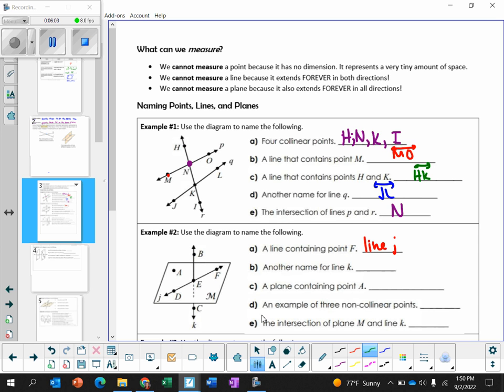Another name for line K. So K is listed down here, so it's the up and down line. They show this as dashes because it's kind of hiding underneath the plane. We're imagining this line is going through it, and this is the part we wouldn't be able to see if this plane was solid. So any points on that line, C, E, or B, we can use. So let's call it line B.